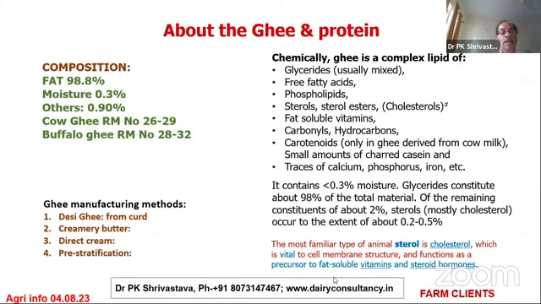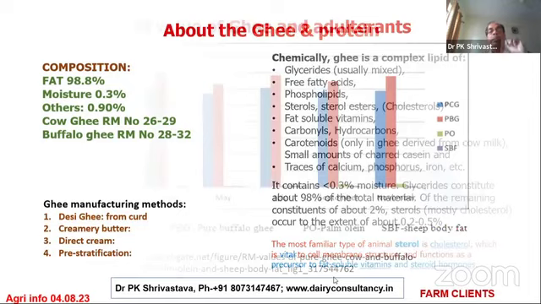Okay. Now, there are other myths which we'll discuss. There are 4 types of ghee being made in the country: desi ghee from the curd, creamery butter ghee, made directly from the cream of the creamery, direct cream ghee, where you whip the milk, take the cream and make the ghee, and pre-stratification. These are the 4 methods by which ghee is being made.